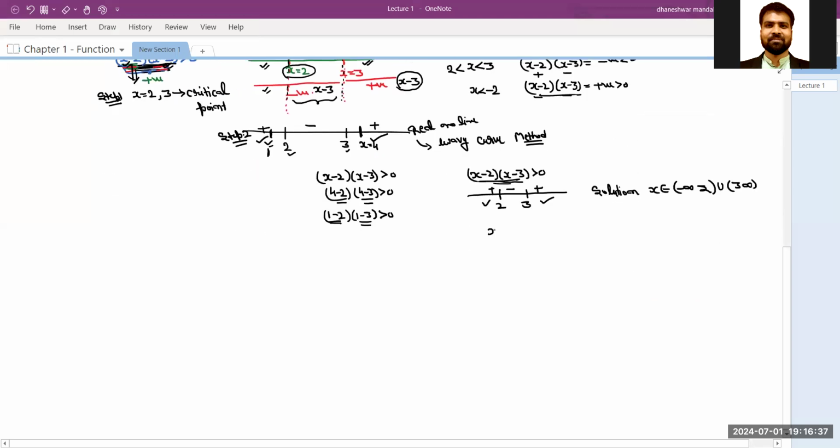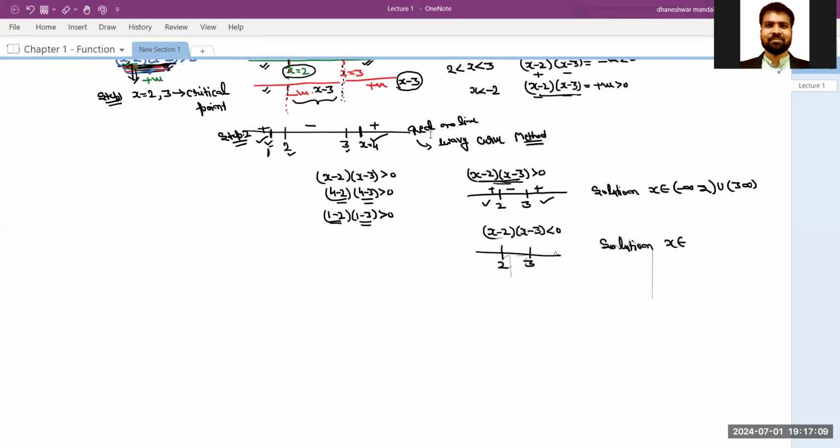One more thing, x minus 2 is there, x minus 3 is there. If I take less than 0, then from here, what is the solution? Anyone? What is the solution for this inequality? Am I audible to everyone? Anyone tell me what is the solution if this expression is less than 0?